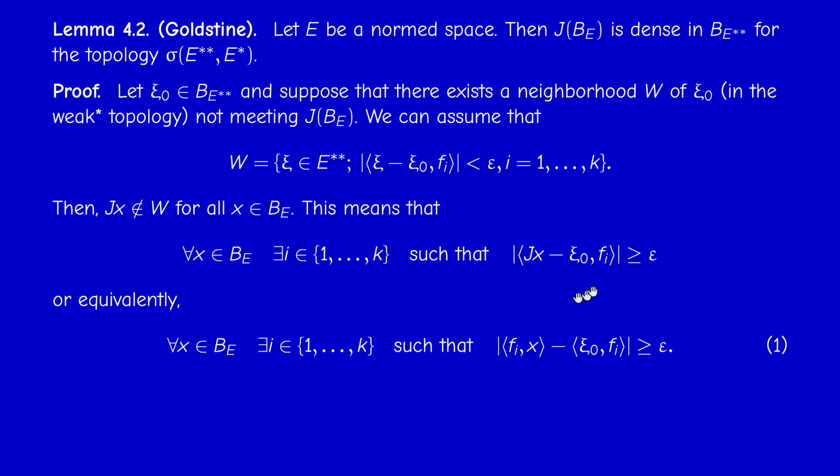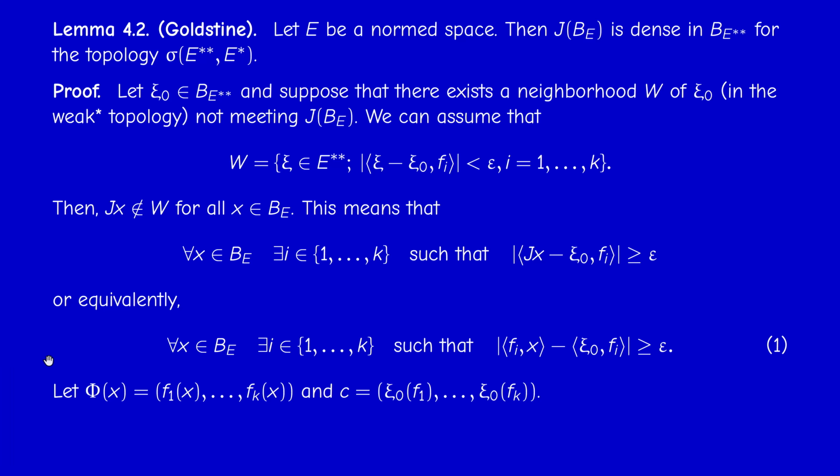Okay, and by definition, Jx of Fi, you can write this as Jx of Fi minus Xi0 of Fi. But by definition, Jx of Fi is just Fi of x. So we have this condition for every x and b in the closed unit ball of E. There exists an index between 1 and k such that Fi of x minus Xi0 of Fi in absolute value is bigger or equal than epsilon.